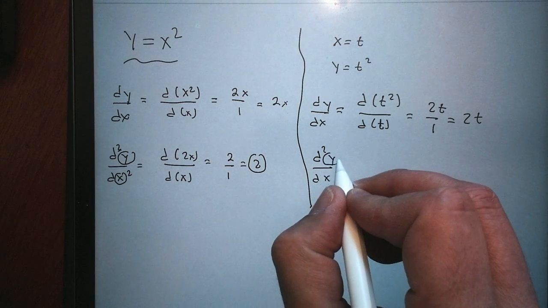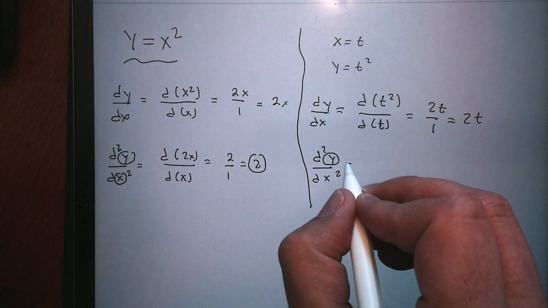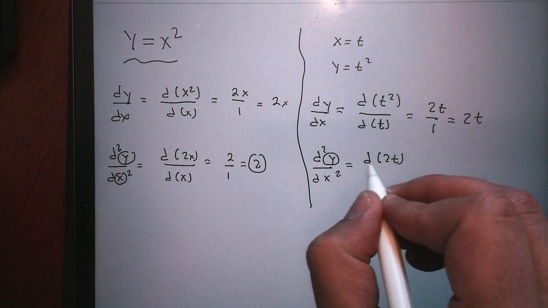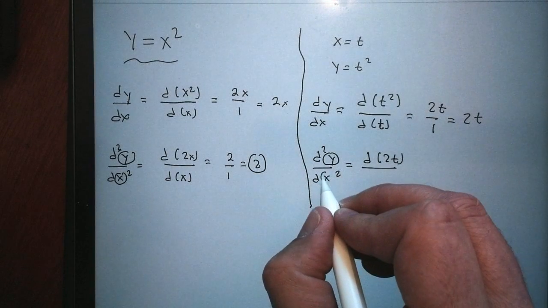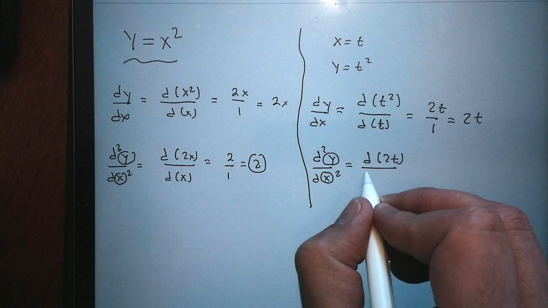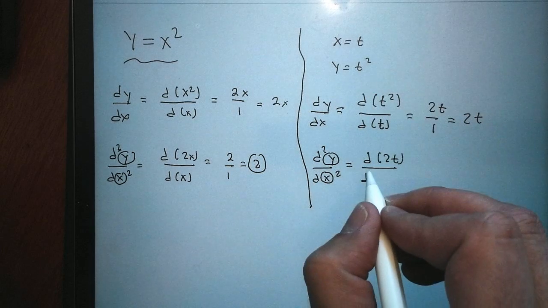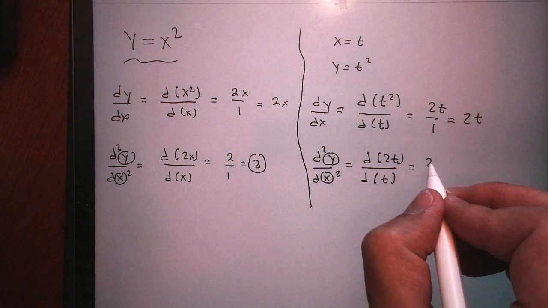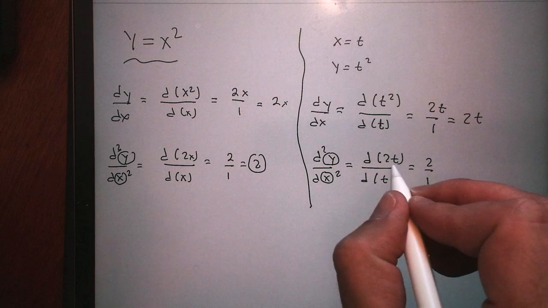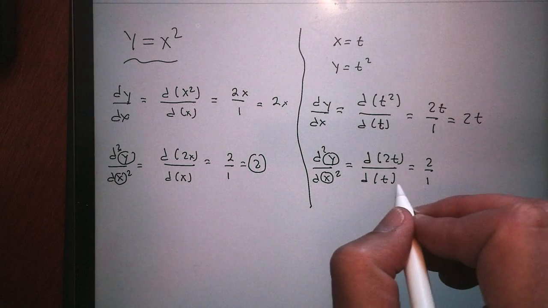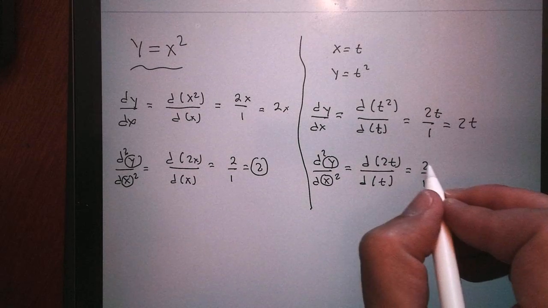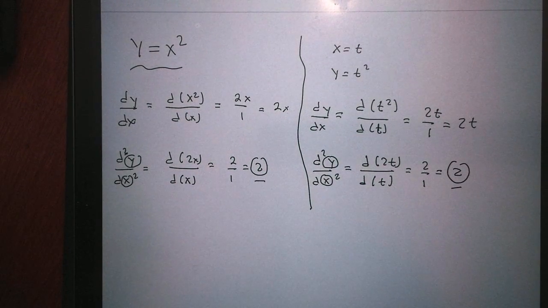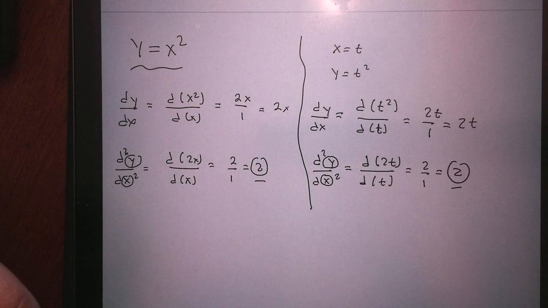Again, I want the second derivative of y. That's what this says. So that's basically the derivative of 2t. But on the bottom, it says I want the derivative of x again. Well, what was x, did we say? It was just t. And we do this, we get 2 over 1. The derivative of 2t is 2. The derivative of t is just 1. There we go. And we get 2 again. Notice we do get the same derivatives, and we should get the same derivatives right there.